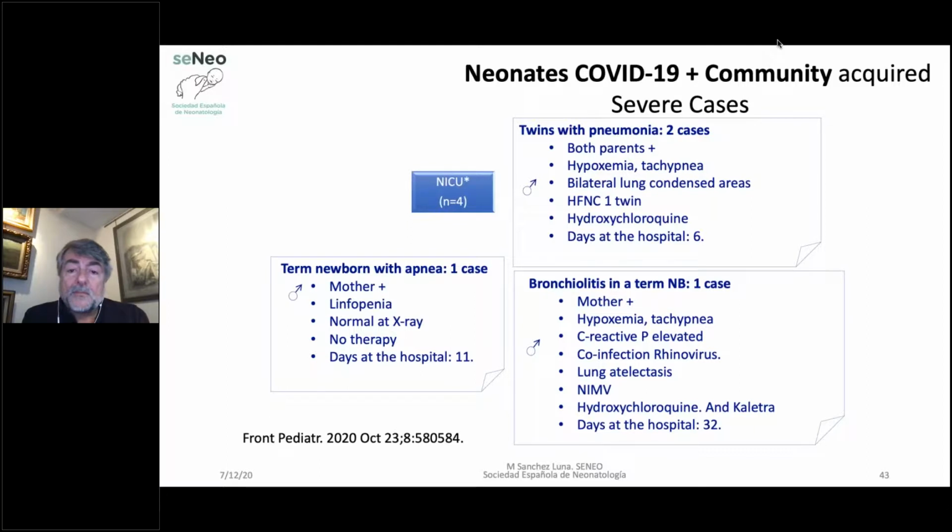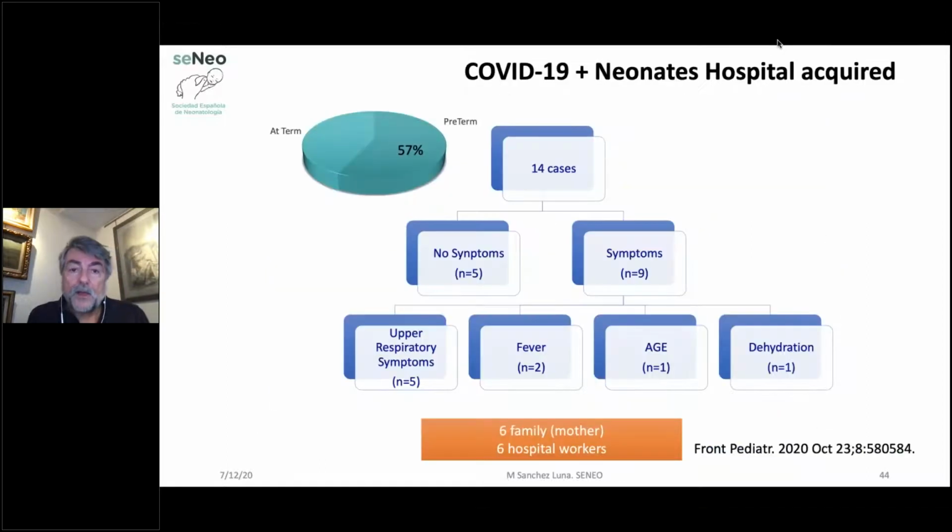One baby was admitted to the hospital because of bronchiolitis, a term baby. This probably we don't know exactly if the COVID did something in this baby or not, because the baby was positive with the rhinovirus. And the rhinovirus clearly was probably the etiology of the bronchiolitis in this baby, who was discharged from the hospital after 32 days. So this was a severe case of bronchiolitis. And one baby with apnea that was doing very well.